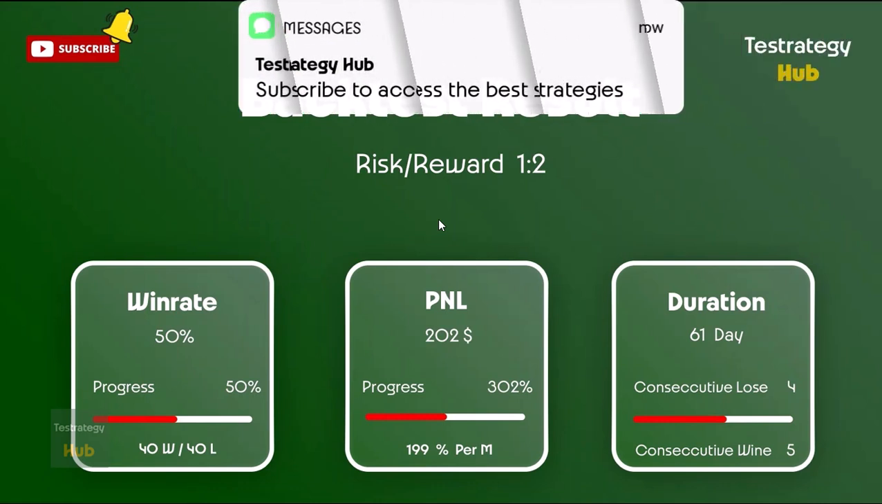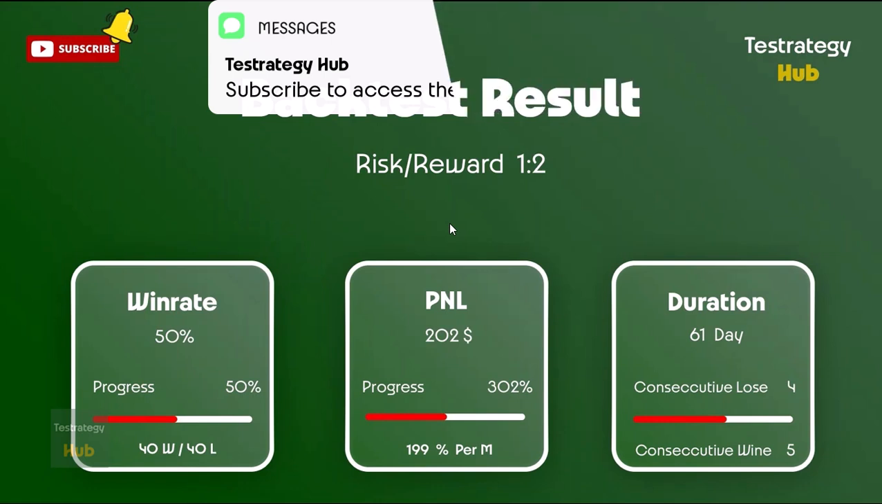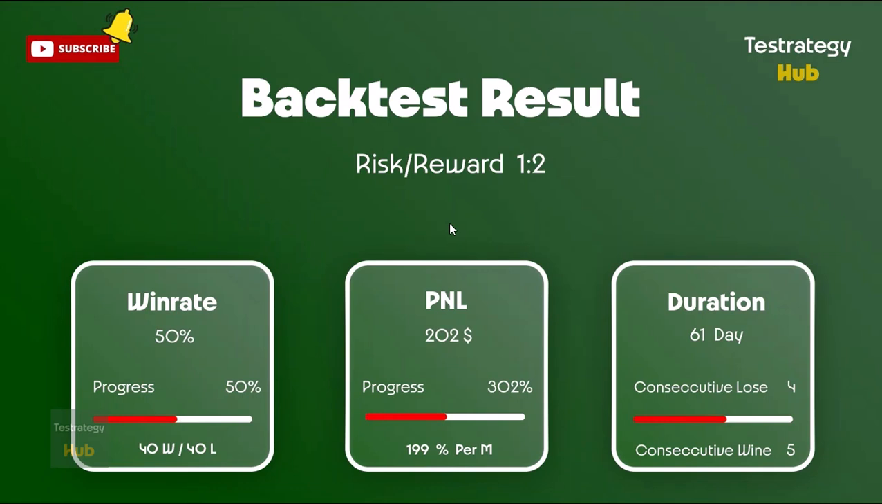And the difference between our channel and other channels is that the strategies that other channels introduce and claim high profits for, we will check their strategy and show you the real results of those strategies.